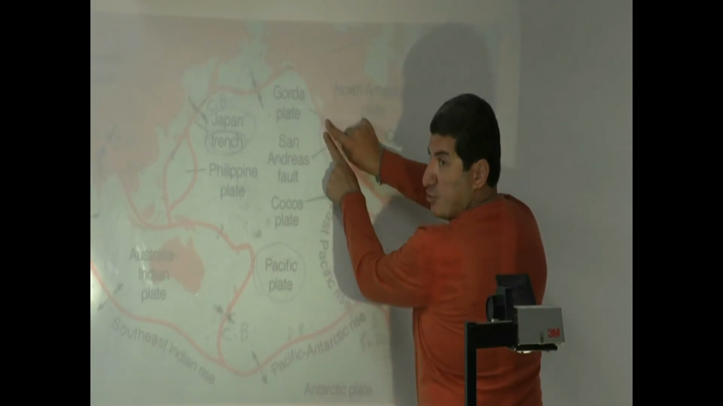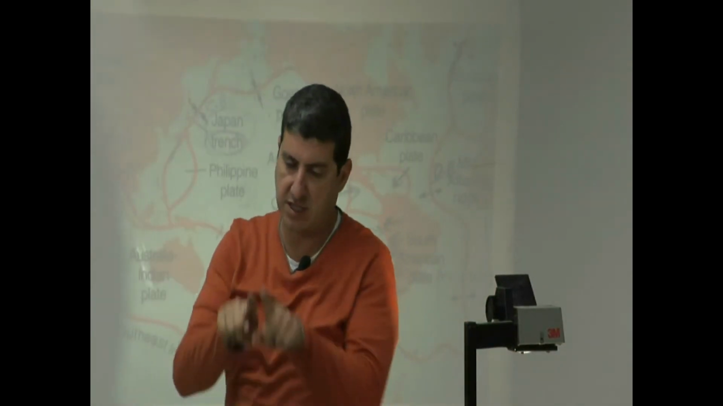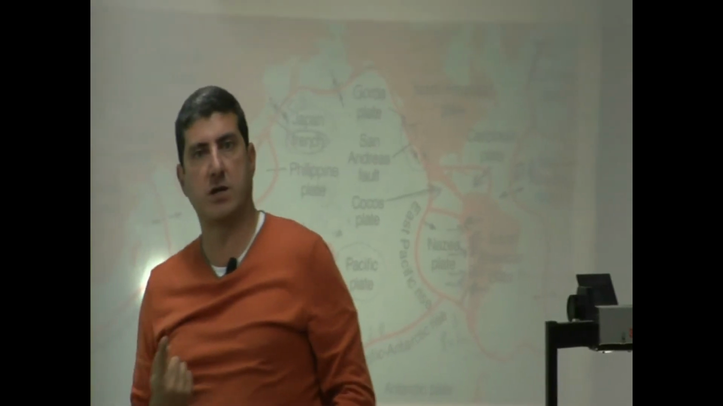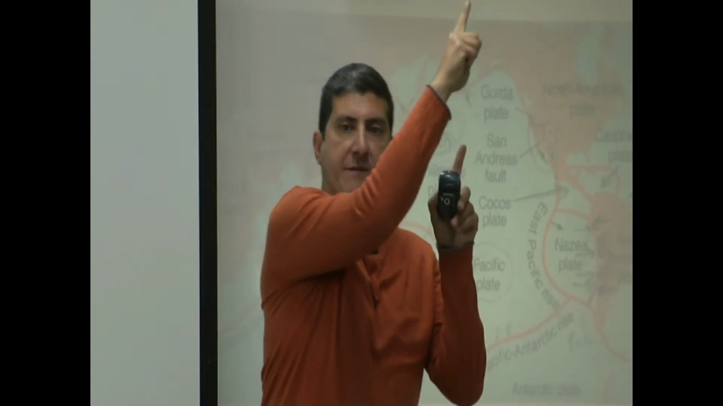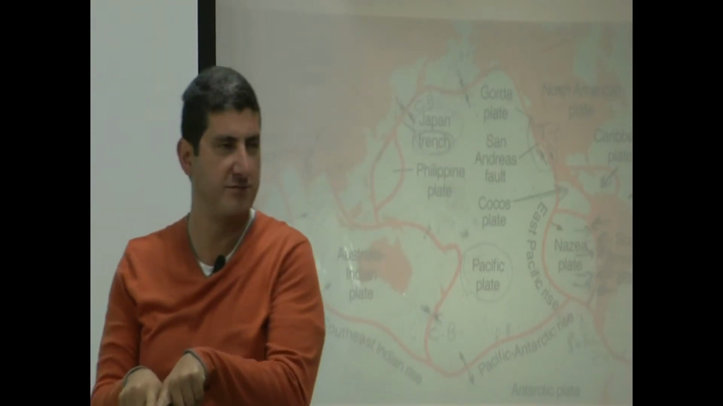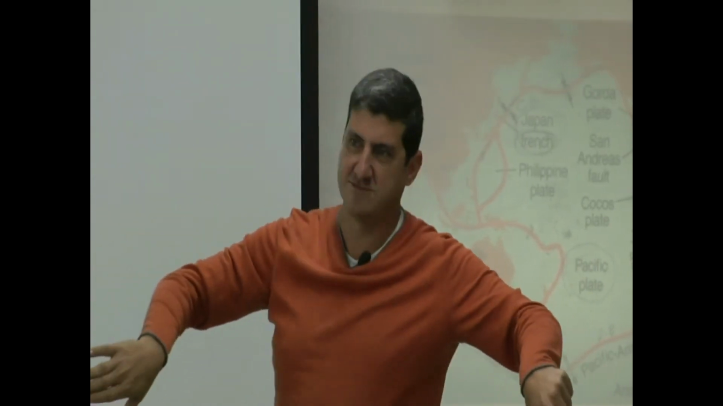It's a transform boundary, okay? Little by little, that's going to happen. Eventually, LA will go up, up, up. San Francisco is going to come down, down, down. Millions of years later, LA and San Francisco right next to each other, okay? And California will split into two.